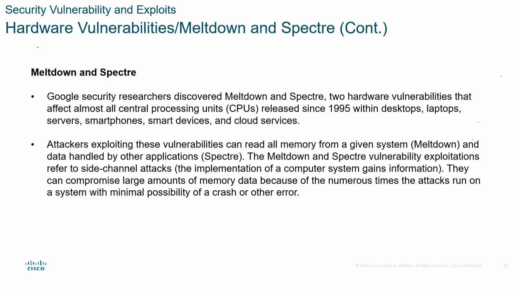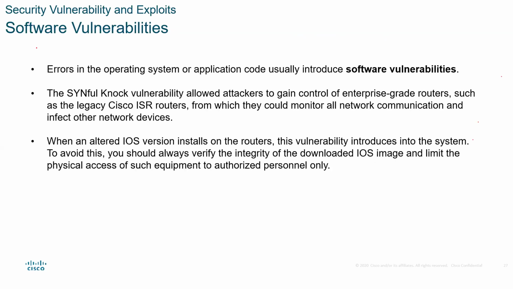Attackers exploit these vulnerabilities and read all the memory from the given system and data handled by other applications. All right. The Meltdown and Spectre vulnerabilities' exploitation refers to a side channel attack. They can compromise a large amount of memory data because of the numerous times the attack can run on a system with minimal possibility of crash or errors.